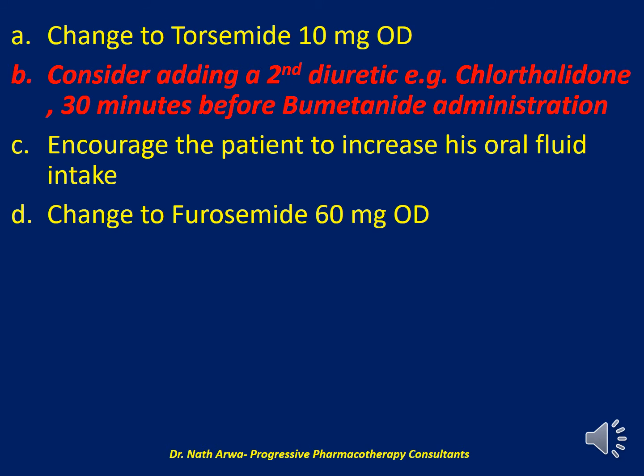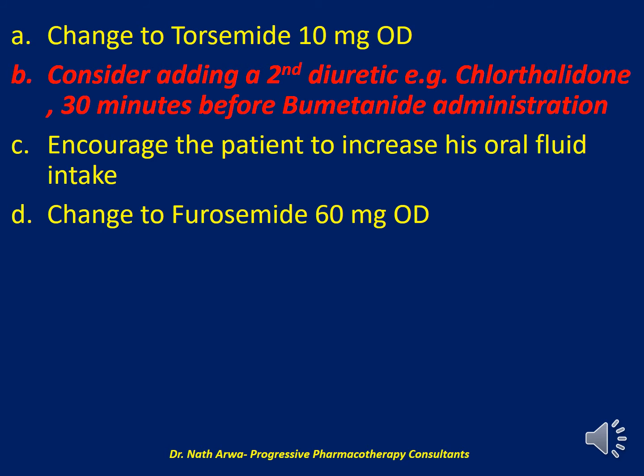Fluid restriction is recommended in cases of diuretic resistance, such as in this patient's case. Now, 1 milligram bumetanide is considered equivalent to 20, not 10 milligrams of torsemide. Hence, changing to 10 milligrams of torsemide would be decreasing diuretic effect in this patient. That would not be optimal, neither would it be advisable.